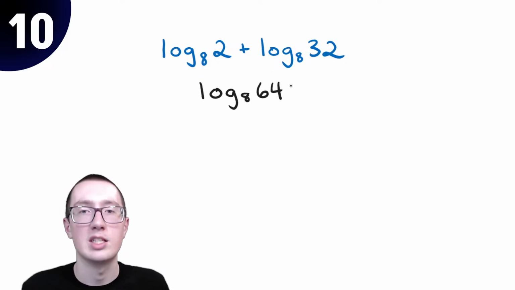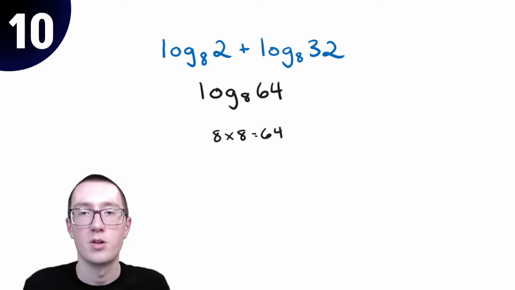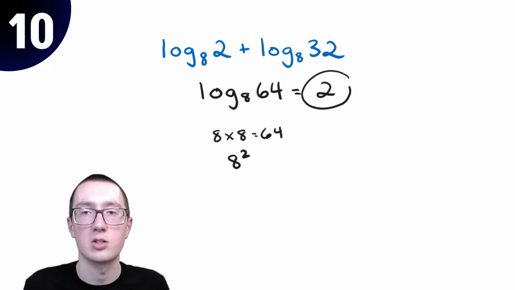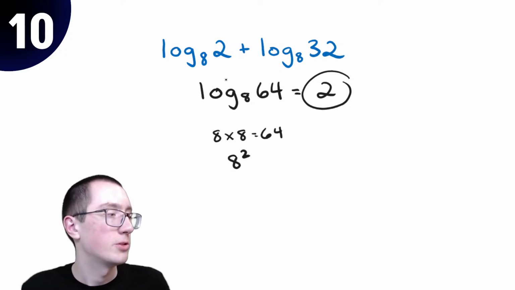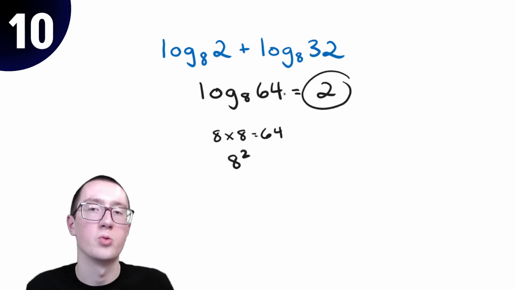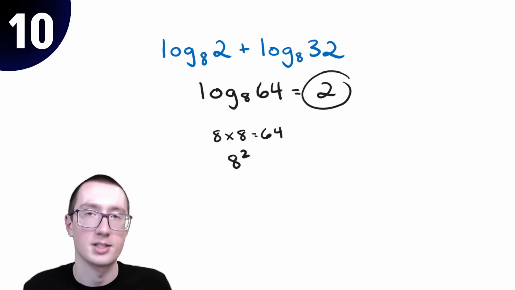And now you'll see that this works very well because we have log base 8 of 64. Well, this is pretty nice because 8 times 8 is 64, which means that we need to put an exponent of 2 on 8 to get 64. So our logarithm is 2, and 2 is our final answer. So that is how you would do combining logs together.